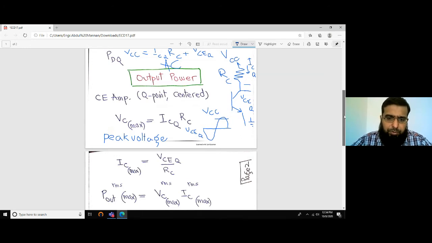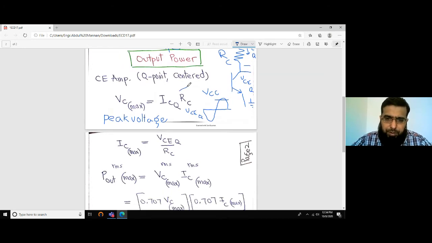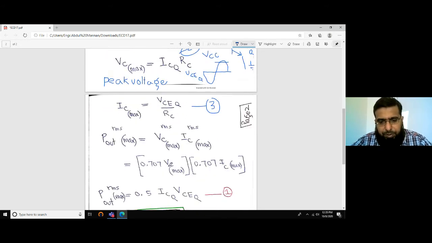So if you multiply the two, let's call them equation number 2 and equation number 3, the answer is of course power. Then P out is VC max times IC max. If we put an RMS here, then RMS means that if we are given the peak voltage and it is a sinusoidal wave, the RMS would be 0.707 times the peak value. We know that. So 0.707 times the VC max times 0.707 times the IC max.